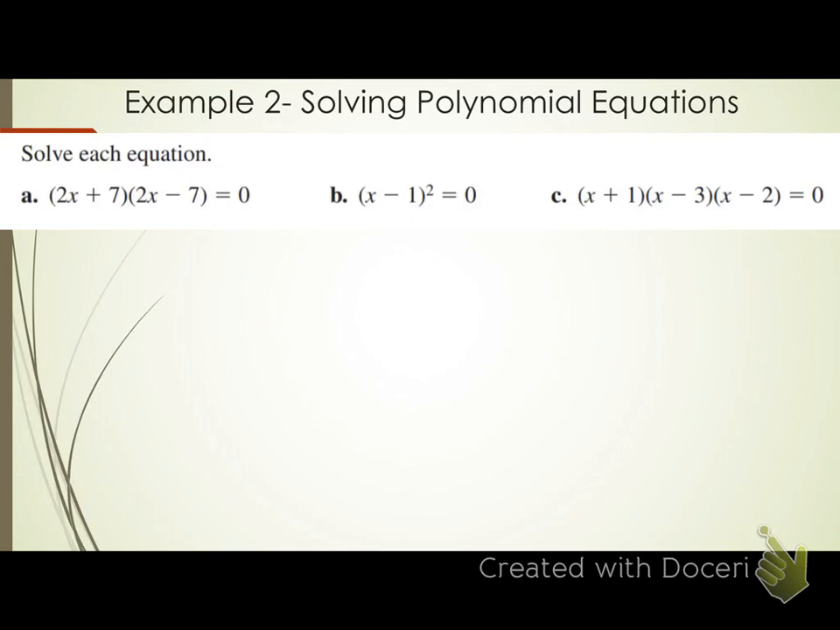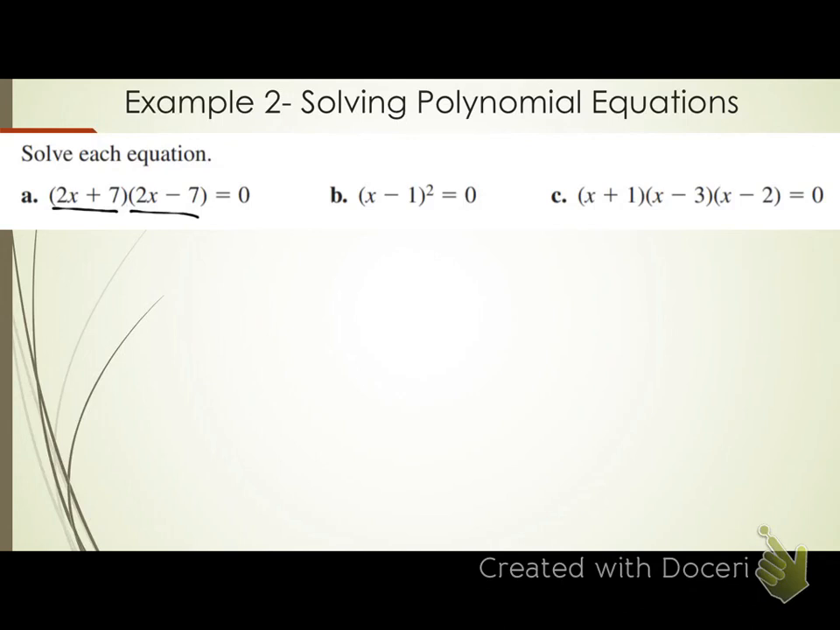Letter A, 2x plus 7 times 2x minus 7 equals 0. Is one side of the equation a polynomial in factored form? Yes. Is the other side of the equation 0? Yep, so can I use the zero product property? Yep. So what are my two factors? 2x plus 7, 2x minus 7. Those are my two factors.